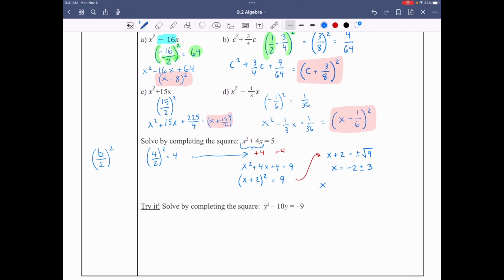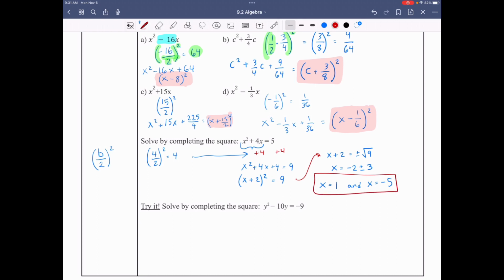So our answers are going to be x is equal to negative 2 plus 3. Negative 2 plus 3 is 1. And x is equal to negative 2 minus 3, so x is equal to negative 5.